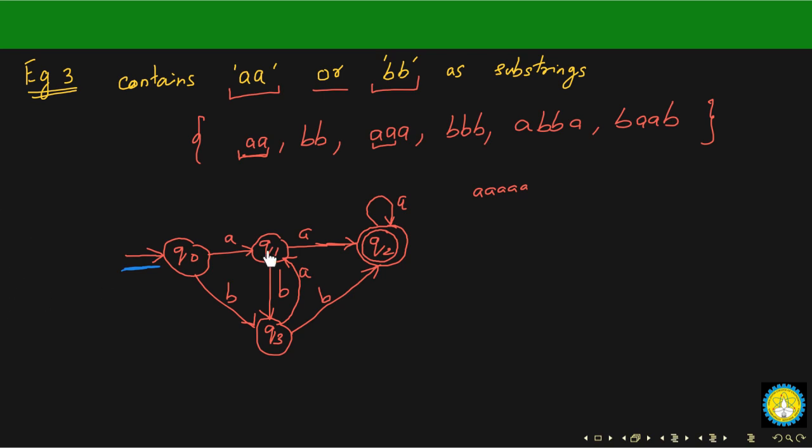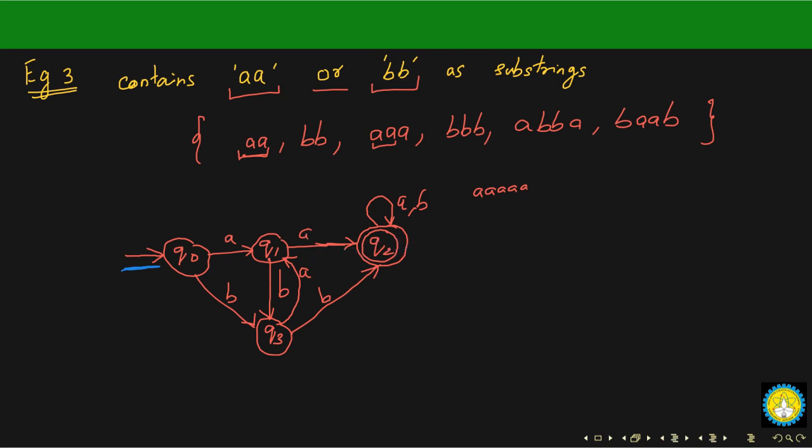So I actually forgot to draw the transition for B. You can put a comma here and say B, because once you've seen an AA, you don't bother about the rest of it. Similarly, if you've seen a BB in this path, then you are not bothered about the rest of the string. Similarly, if you've seen an AA, you are not bothered about the rest of the string.